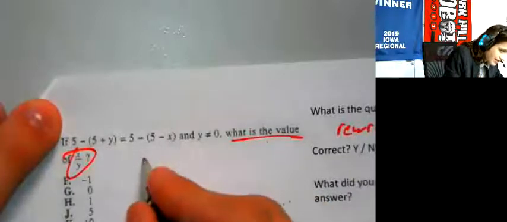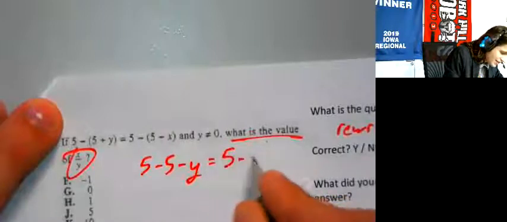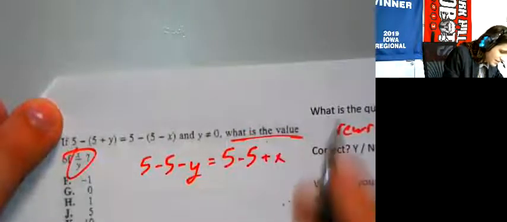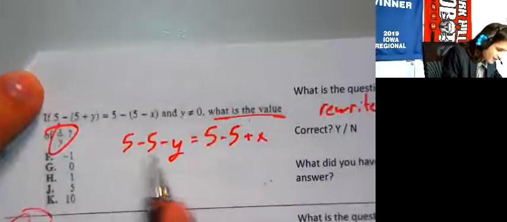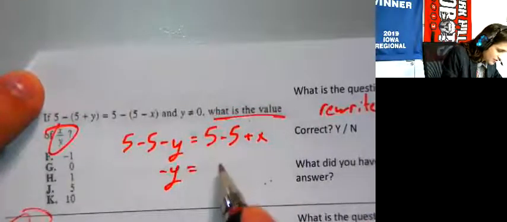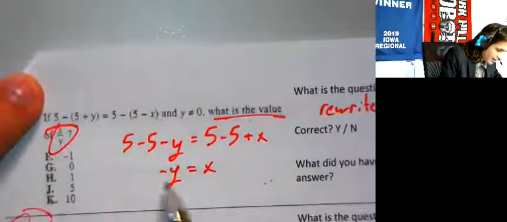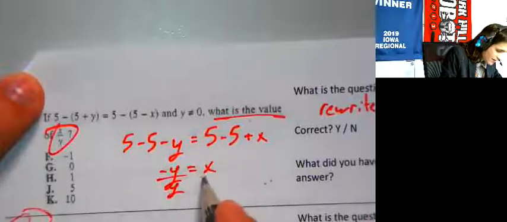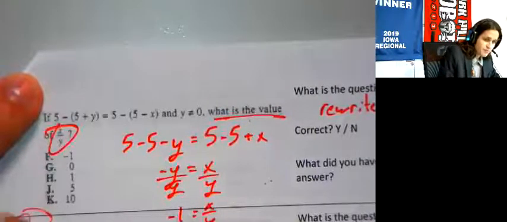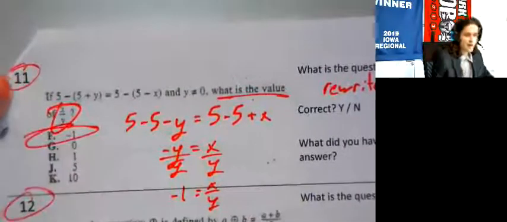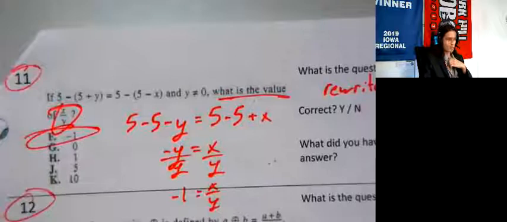So, all right, 5 minus 5. What is it? 5 minus 5 minus y equals 5 minus 5 plus x. Okay, so negative y equals x. Well, how do I get x over y? Oh, I divide each side by y. Divide by y. x over y, and what's y over y? x over y here equals negative 1. So solving for x over y, let us see, what is it equivalent to?